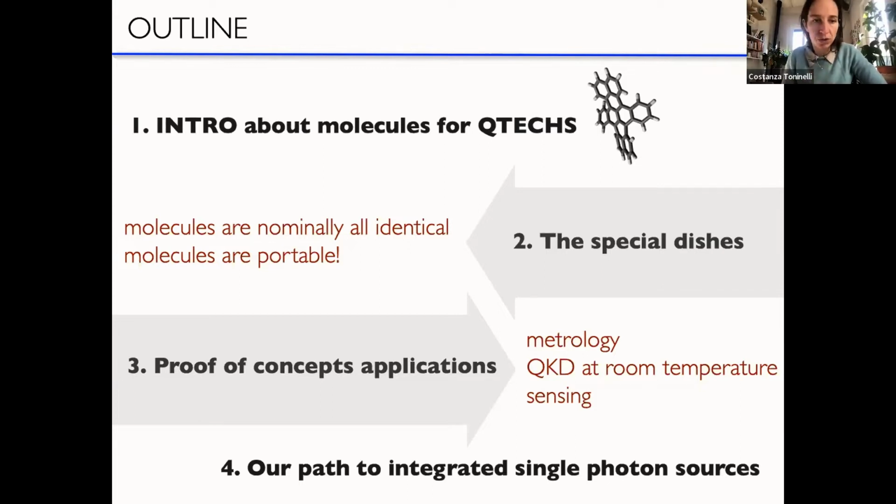And again, molecules are portable, and we can bring them in close contact with different types of structures, which brings me to three proof-of-concept applications in different domains, starting from metrology, QKD, and sensing. And I will end the talk discussing our path to integrated single photon sources.